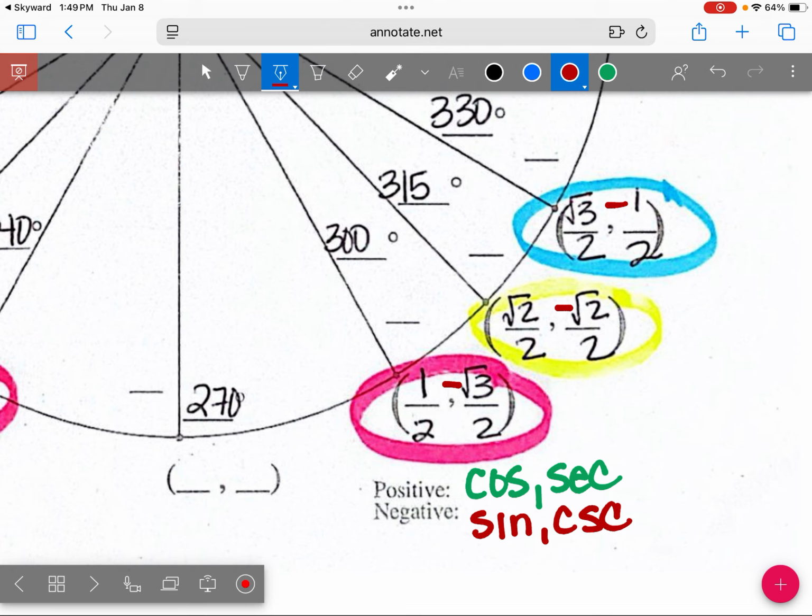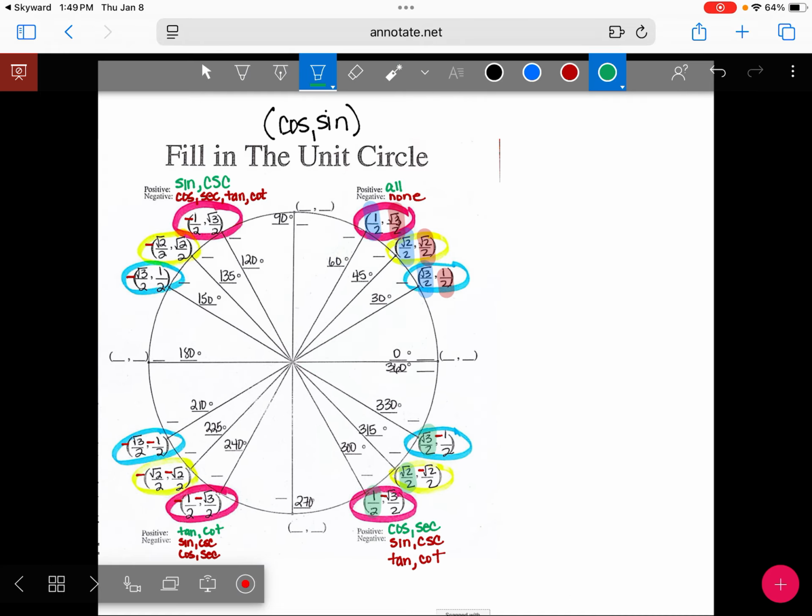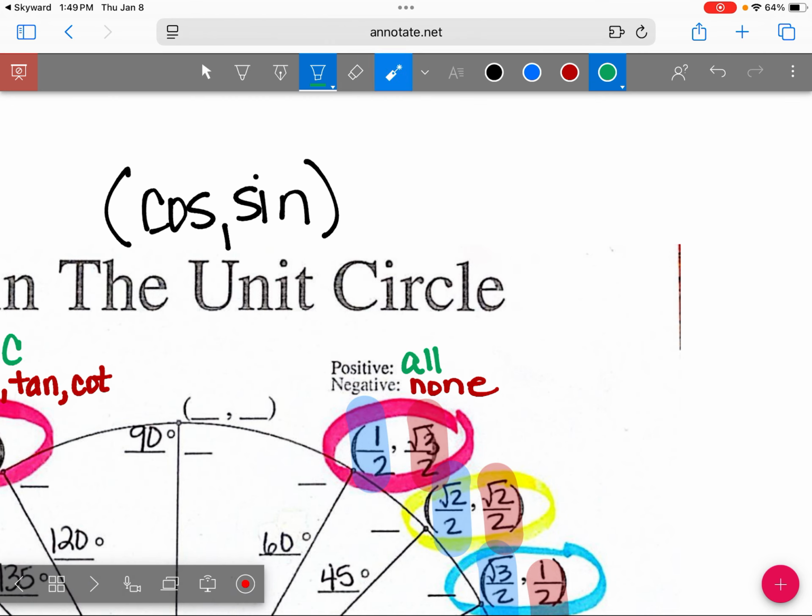How did you know that they were the ones that are positive? Because x is positive. X is positive because we put the negative with y. And remember, x is cosine. Go on to the top. X is cosine. And if one is positive, the sister automatically has the same sign. Because that's why they're sisters. I know that's a different class.